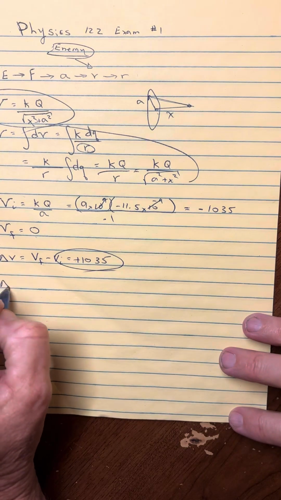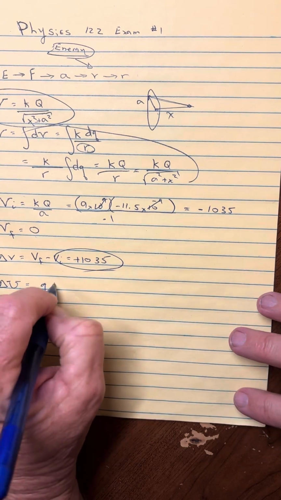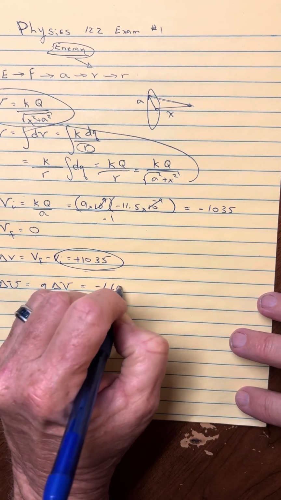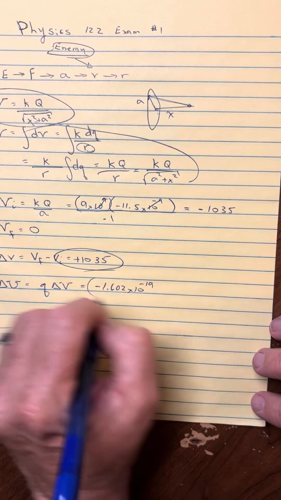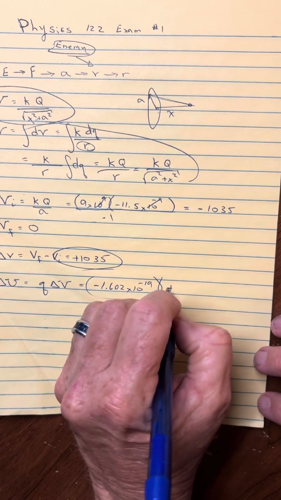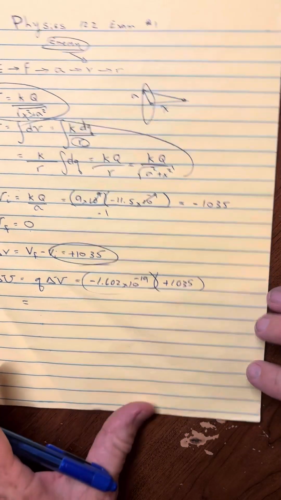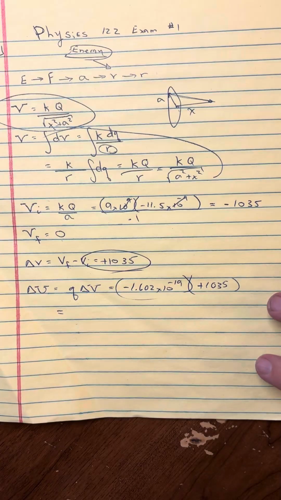And of course, the reason we care about that is because the change in potential energy is the charge times the change in potential. And the charge is an electron, so negative 1.602 times 10 to the minus 19 coulombs, times a plus 1,035 would be the change in potential energy here.